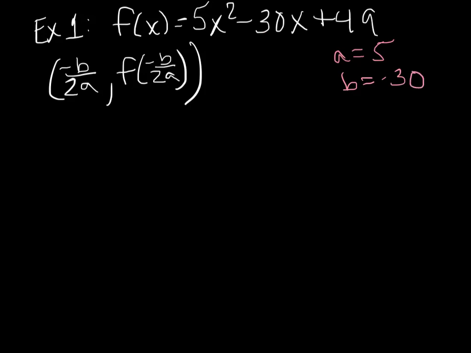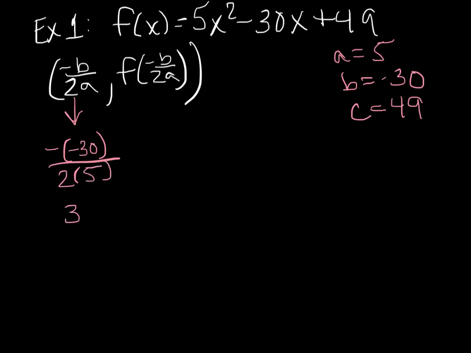And then my c, which we really don't need, is going to be 49. But we'll still write it down. Alright, so first let's figure out my x value. So I'm going to put negative b, so negative 30 over 2 times a. So I'm going to get 30 over 10, so my x value is going to be 3.